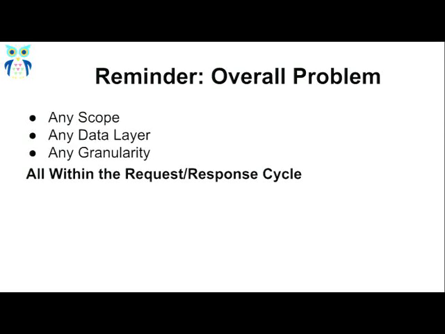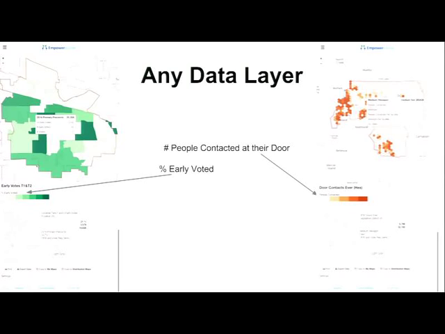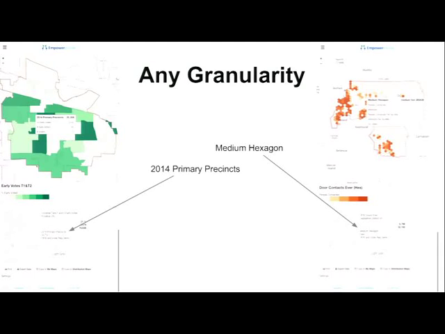So just as a reminder, the problem I was looking at was making maps of any scope in any data, showing any data layer at any granularity in the web request response cycle. So here are two maps. One is of Puyallup, one is of the 45th Legislative District in Washington State. One is showing the people contacted at the door. One is showing the percentage of targets, or I think percentage of all people who have voted early. And one of them is a hexagon map, and one of them is a precinct map.